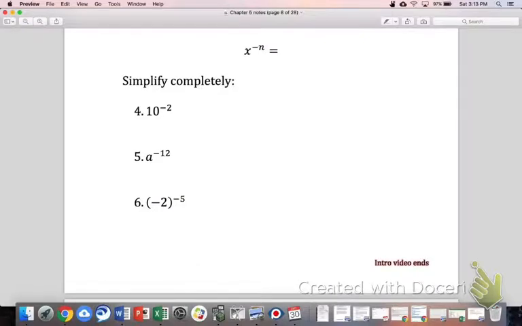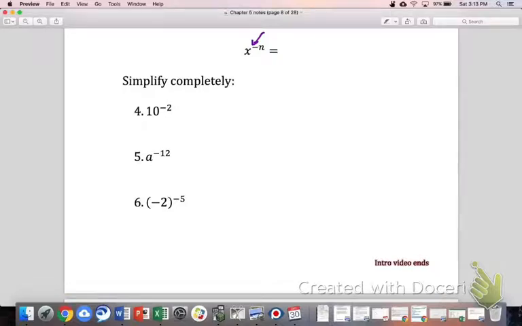Let's also take a look at our other topic in this section, and that is negative exponents. So you can see that we've got x to the negative n right there. What a negative exponent means is that we need to take the base and we need to flip it to the other level. And by the other level, I'm talking about numerators and denominators. So a base is either in the numerator or in the denominator.